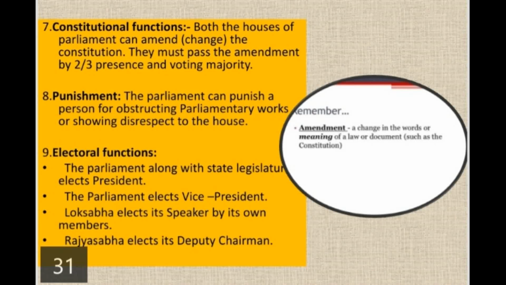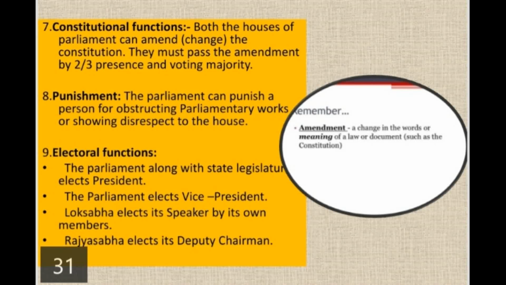And along with the constitutional powers, the parliament is also empowered with punishment powers. That means the parliament can punish a person for obstructing parliamentary works or showing disrespect to the house. If somebody is found disturbing the affairs of the parliament, or showing disrespect towards the affairs of the houses, then the parliament can even take action on such people. That is punishment which comes under contempt of house, or breach of privilege, which we have studied earlier.